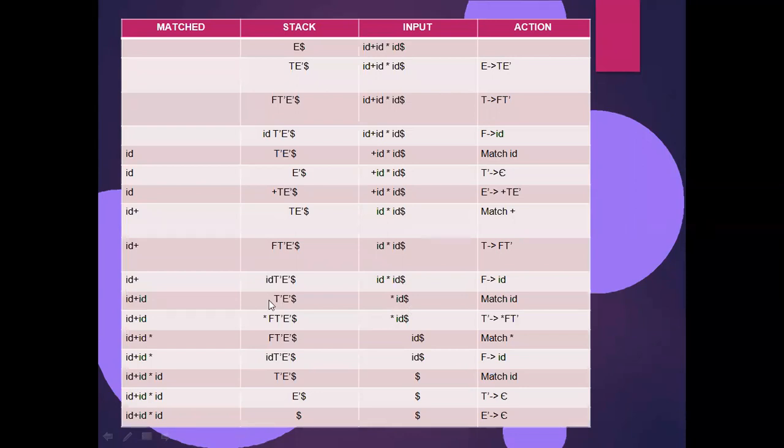And here move T dash comma star. In the predictive parsing table, at the place of T dash star, in that cell we have the rule T dash tends to star F T dash. So this star F T dash is pushed into the stack, and in the place of this T dash we have star F T dash, right? And this star and star is matched. Pop this star and star.